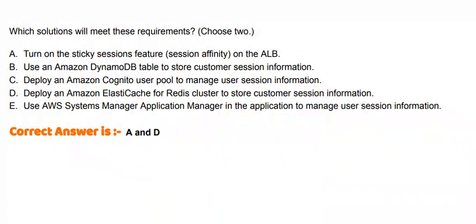Option C. Deploy an Amazon Cognito user pool to manage user session information. Option D. Deploy an Amazon ElastiCache for Redis cluster to store customer session information. And option E. Use AWS Systems Manager Application Manager in the application to manage user session information. And the correct answer is option A and D.